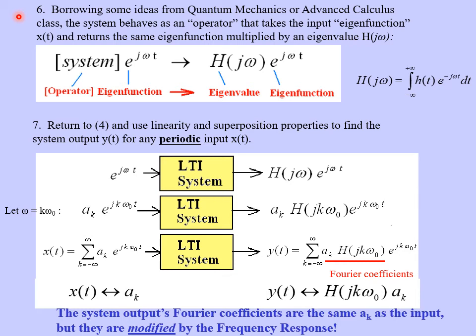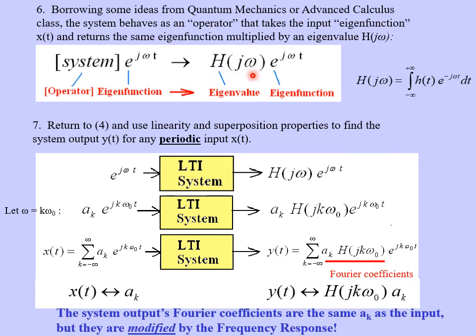The idea here is that our LTI system behaves as an operator that takes an input signal, which is the eigenfunction, and it returns the same eigenfunction multiplied by an eigenvalue. This is something you saw in your quantum mechanics class, or in one of your advanced math classes. So the system is kind of like a matrix in a way. It operates on this eigenfunction or eigenvector, if you want to call it that. The key thing about eigenfunctions is that when you operate on an eigenfunction, you get the same eigenfunction back, but it's been modified by an eigenvalue.